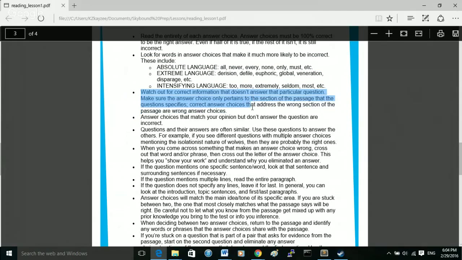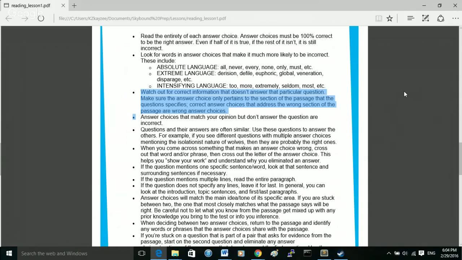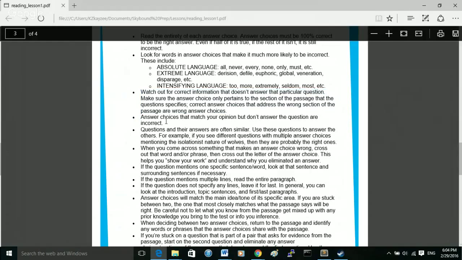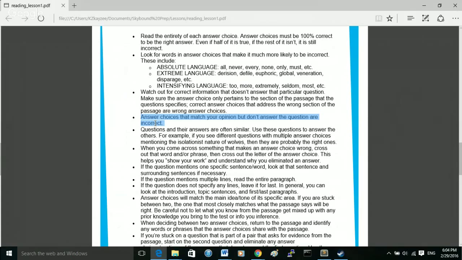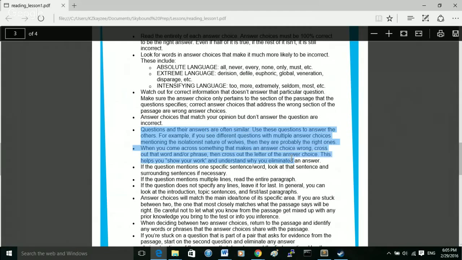Also, you want to watch out for correct information that doesn't exactly answer that particular question. Make sure that the answer choice only pertains to the section of the passage that the question specifies. Correct answer choices that address the wrong section of the passage are wrong answer choices. Answer choices that match your opinion but don't answer the question are incorrect. So make sure you're not basing your answers off your opinion, but solely on the passage. Questions and their answers are often similar, so use these questions to answer the others.